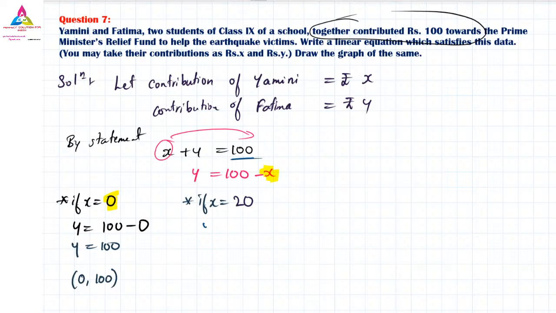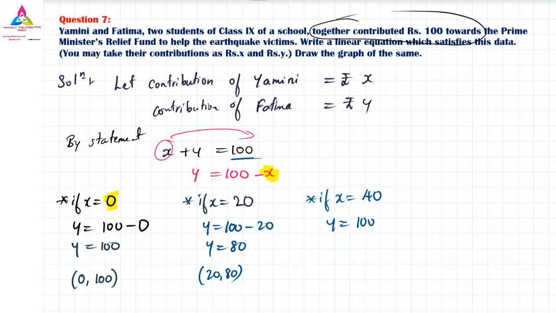So 20, so y is equal to 100 minus 20, so the answer will be 80. So the y value will be 80. So 20 and 80 is the next one. Now you can go for 40. So how to find the y value? 100 minus 40. So the x value every time we have to change. So it will be 60. So when the x value is 40, the y value is 60.